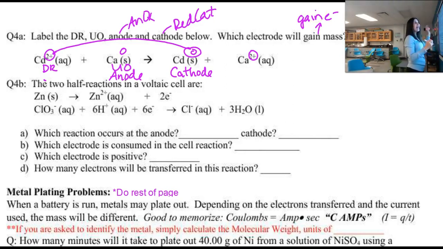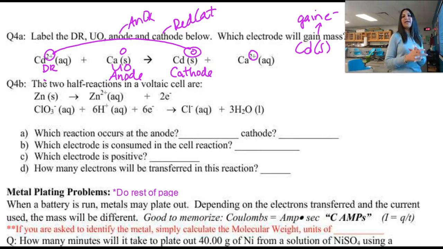That must be our cadmium. So the cadmium is going to be the one that will gain in mass. And again, typically when they say electrode, they're talking about the solid that's in the solution. Okay, we've got 2 half reactions in a voltaic cell. They're giving us this zinc, and then they're giving us this chlorate turning into chloride, kind of funny.